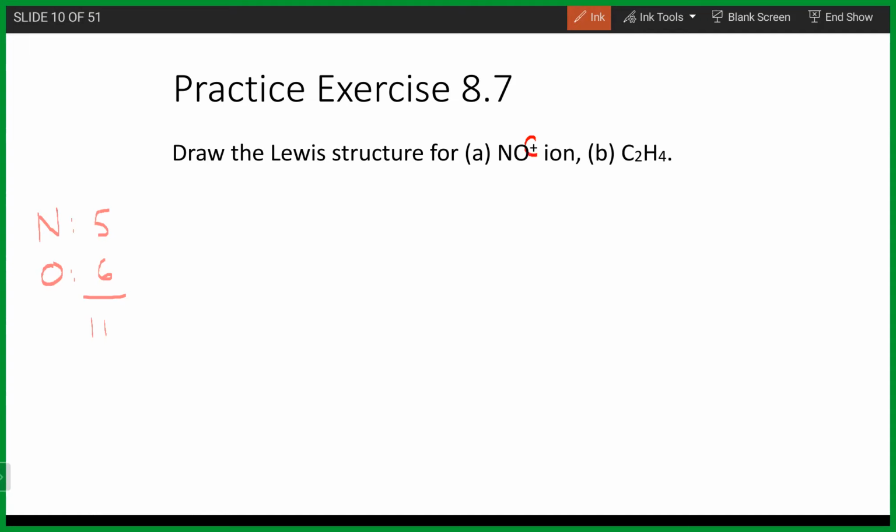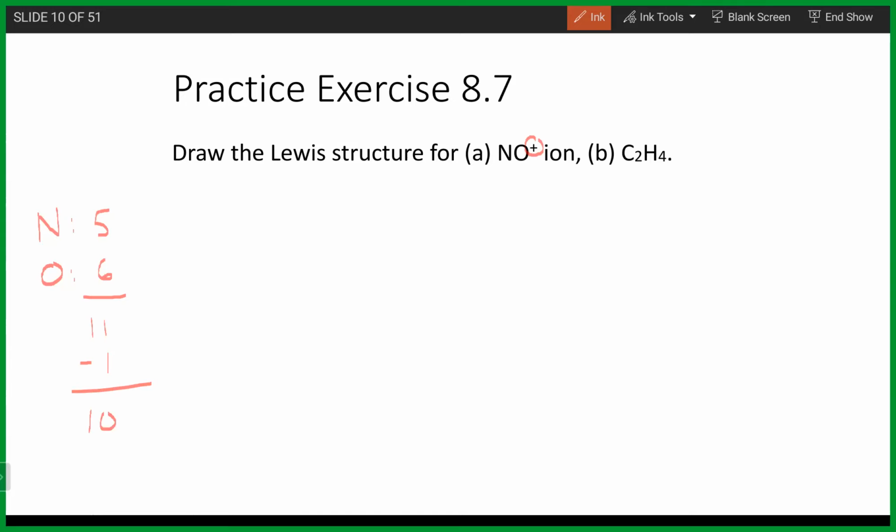But then in this case, we're looking at an ion. So we've got to account for that positive charge now. And with it, it's a little bit backwards. Remember, electrons themselves are negative. So if we have a positive charge, that means we lost a negative. So what we're really going to do is just subtract 1, and we'll wind up with 10.